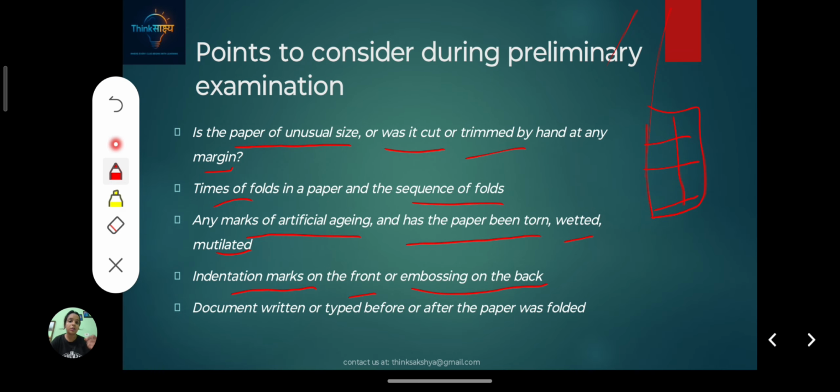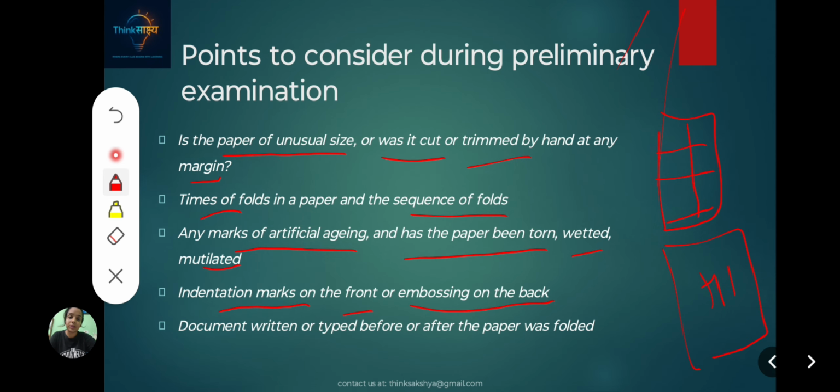Someone applies a lot of pressure while writing. So what happens is it gets embossed or indented on the paper beneath it. So it gets marks, and we can also check those marks to see what was written above the paper on it. Next is whether the document was written or typed before or after the paper was folded. Like if I wrote anything on a paper before it was folded or after it was folded.